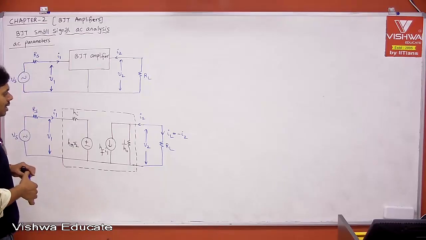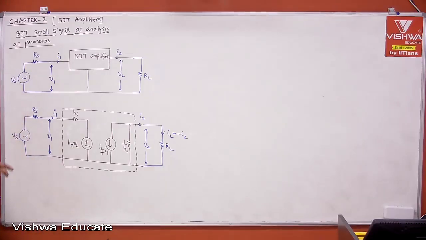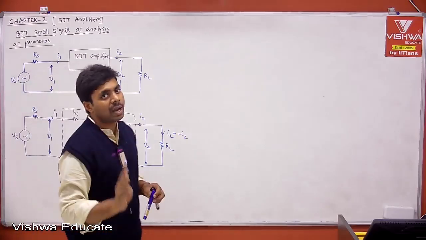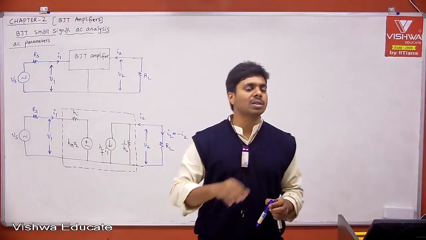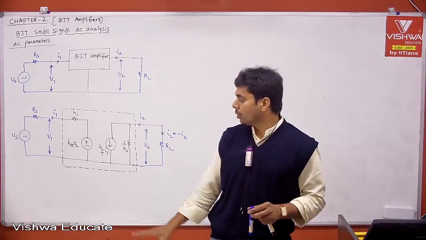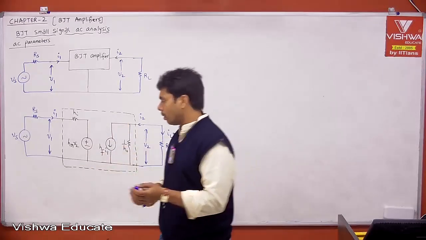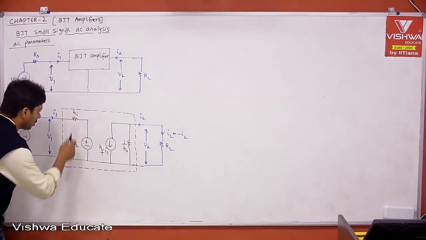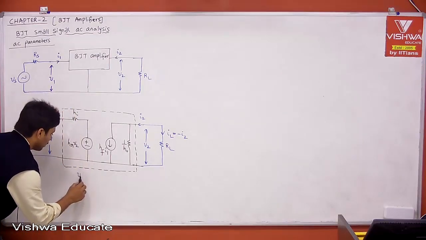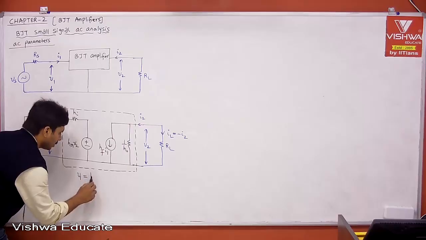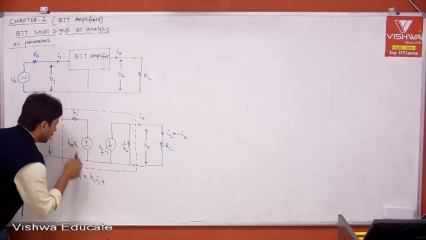Now this is our BJT amplifier, excited with a practical voltage source and connected to a load at the output. For this configuration we need to calculate all AC parameters: voltage gain, current gain, input impedance and output impedance. If you understand the definitions of those four parameters, then the derivation is straightforward and easy if you know the H parameter model equations. What are those? Already we know: V1 is equal to HI into I1 plus HR into V2.